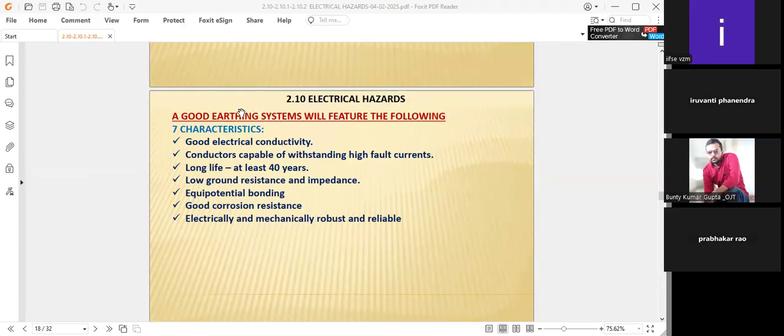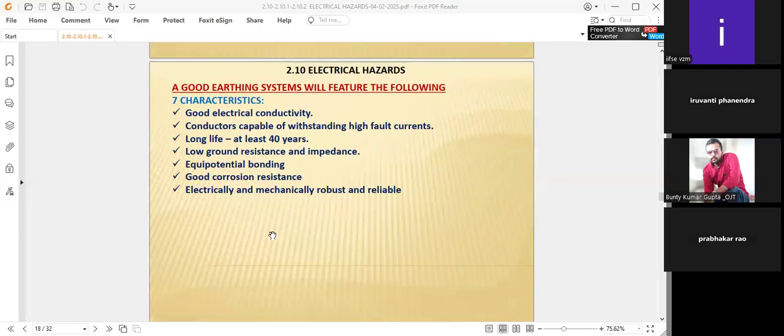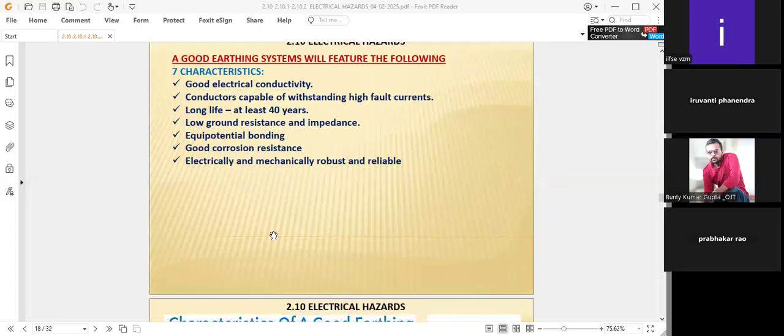These are the good earthing facilities to be taken care of to safeguard your equipment, your employees, and your electrical appliances like spare parts, ELCBs, RCDs, switchgears, and TVS. These seven characteristics should be taken care of before purchasing any electrical equipment.